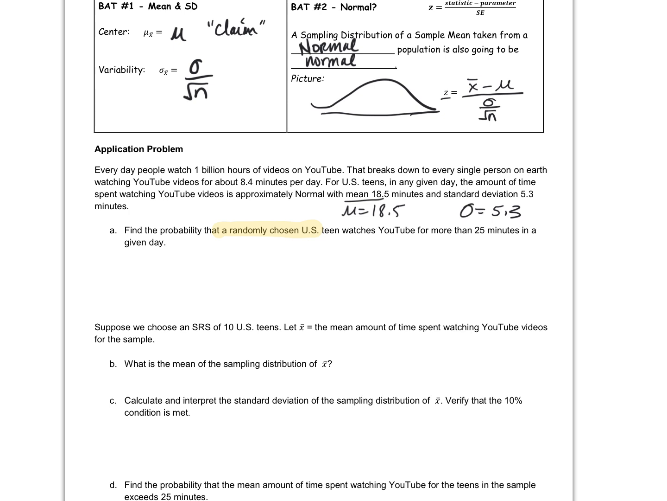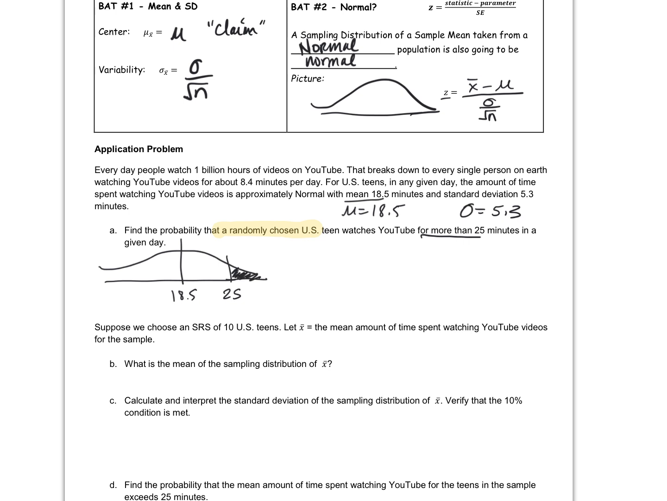So if I want to find this, if you want to put this in context, that's fine. Where's the mean? 18.5, right? It says more than 25. So where would 25 be? Over here on the right. And if it's more than, which way am I shading? To the right.